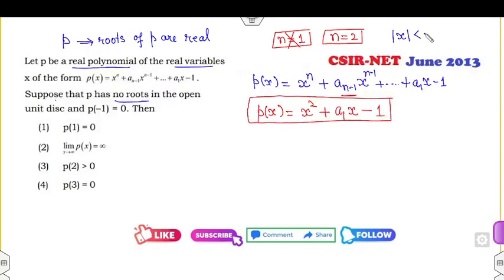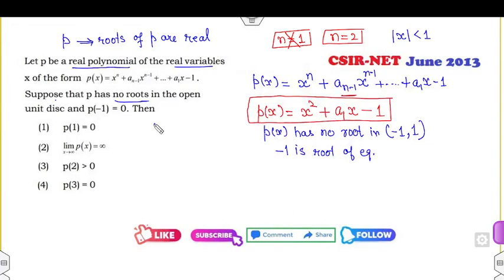Now, suppose P has no root in the open unit disk. That means P(x) has no root in the open interval minus 1 to plus 1, such that minus 1 is a root of the equation. Then is P(1) equal to 0 or not? Now there are two roots. This is a 10th class question. You have two roots: one root is minus 1, the other root is, say, alpha. Can you find alpha?